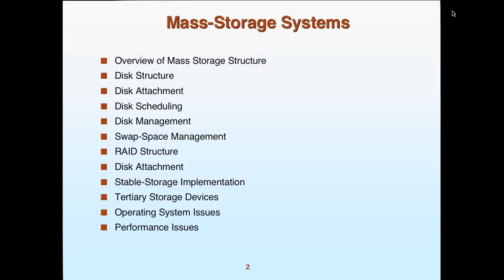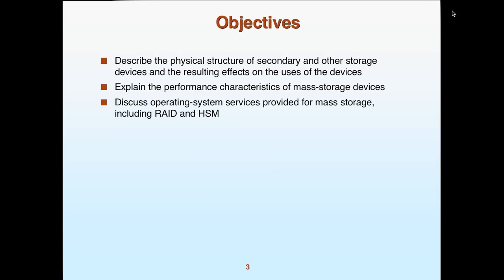Storage. So mass storage systems of operating systems: look at what it is by concept, the structure of the disk, disk attachment, disk scheduling, disk management, swap space management, RAID and redundant disks, so RAIDs of a disk, stable storage implementation, storage management devices themselves, operating systems issues, and then performance issues that are associated with them. So that's basically the objective of today's lecture and chapter 12 of the textbook.